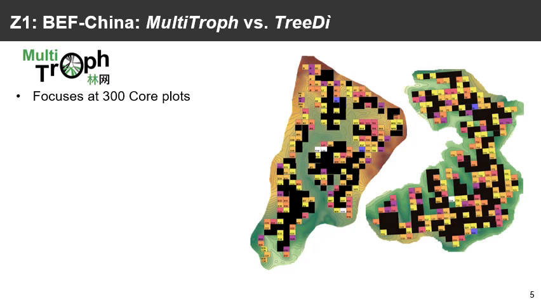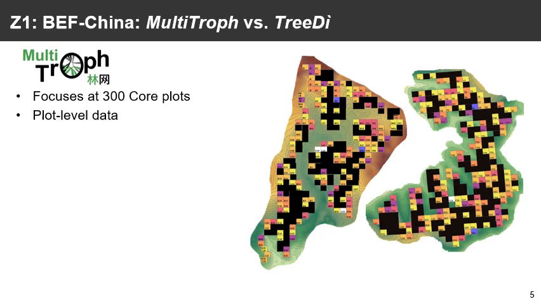MultiTurf will focus on 300 of the 566 plots. So we use the 300 core plots. These are all plots with trees. We excluded the plots with shrubs only or with shrubs and trees, and we also excluded the 3 successional plots.